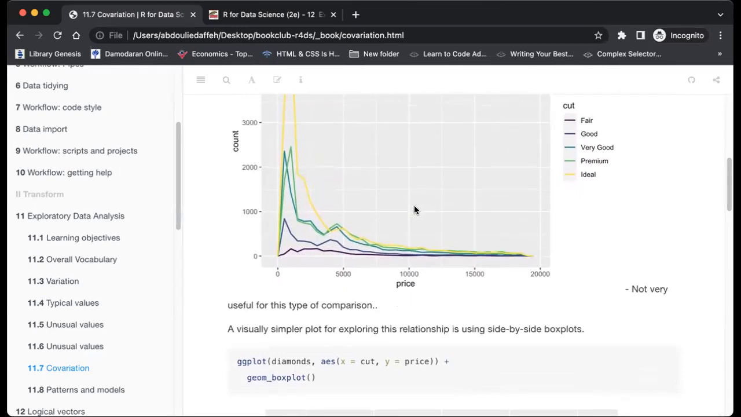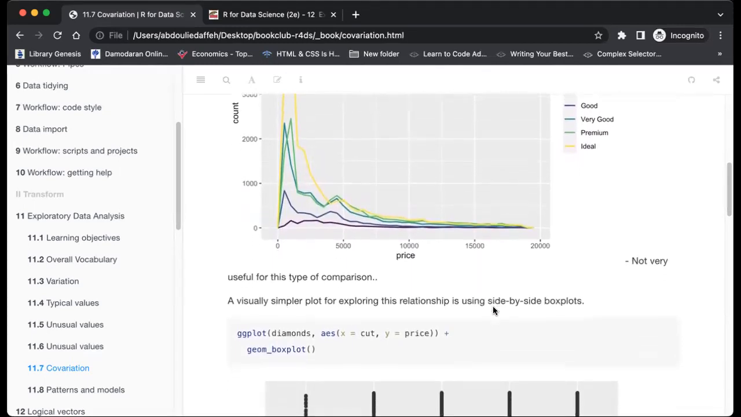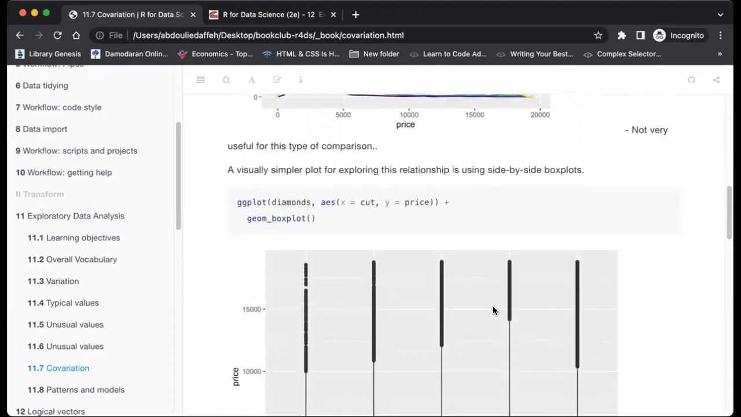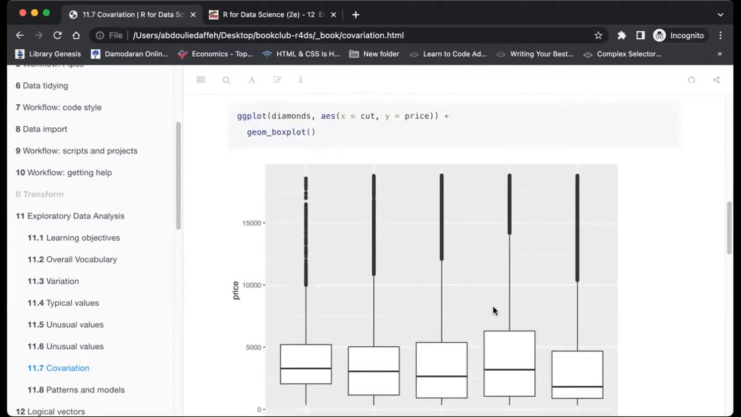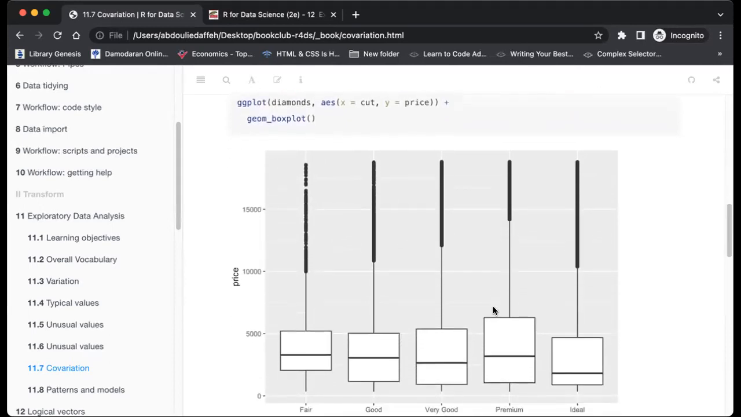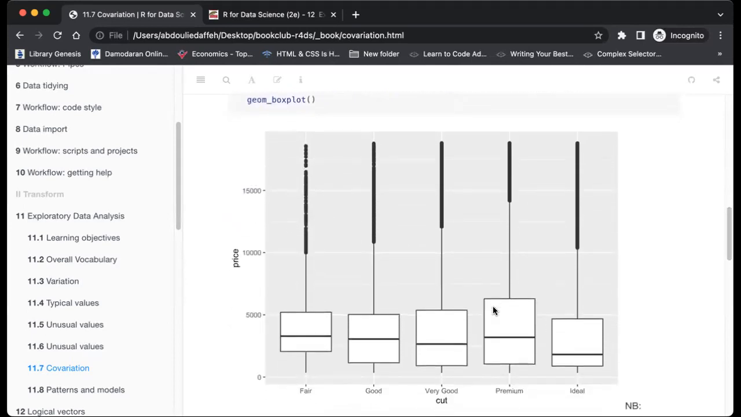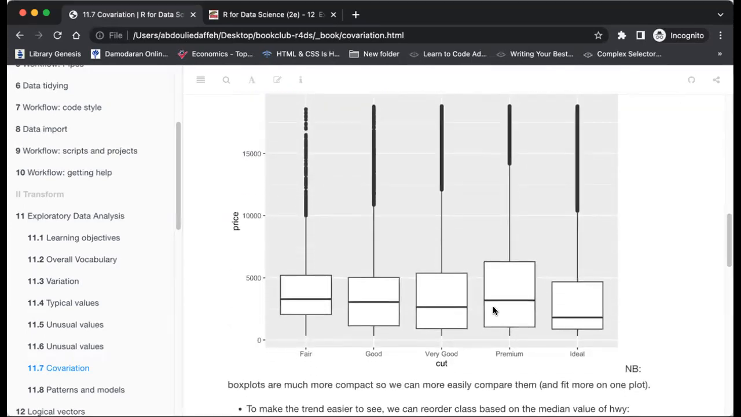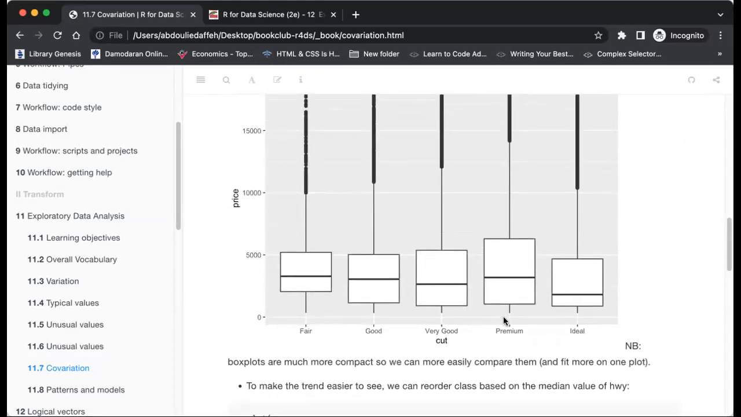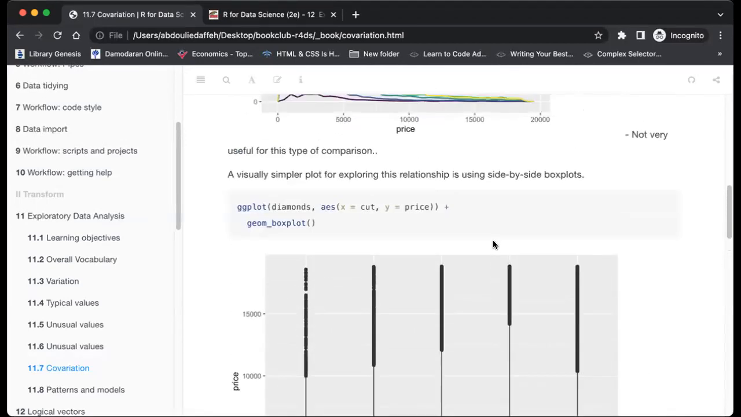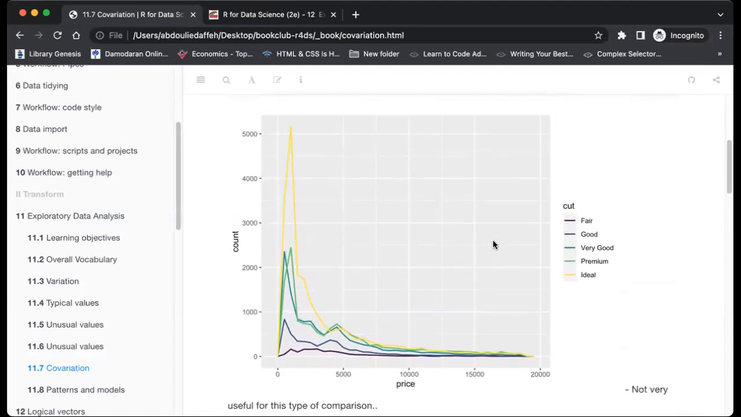A simpler visual plot for exploring this relationship is a side-by-side box plot. So basically it's arguing that a box plot might be more helpful. It might show us more variation. It seems to be much more clear with the box plot. You can identify quickly that the premium has the highest price. Here I was really struggling to see which one has the highest price.